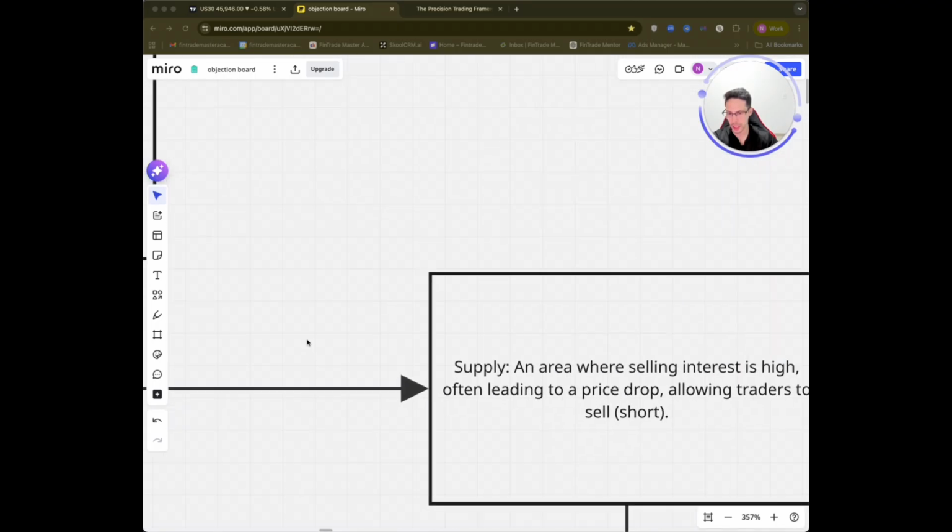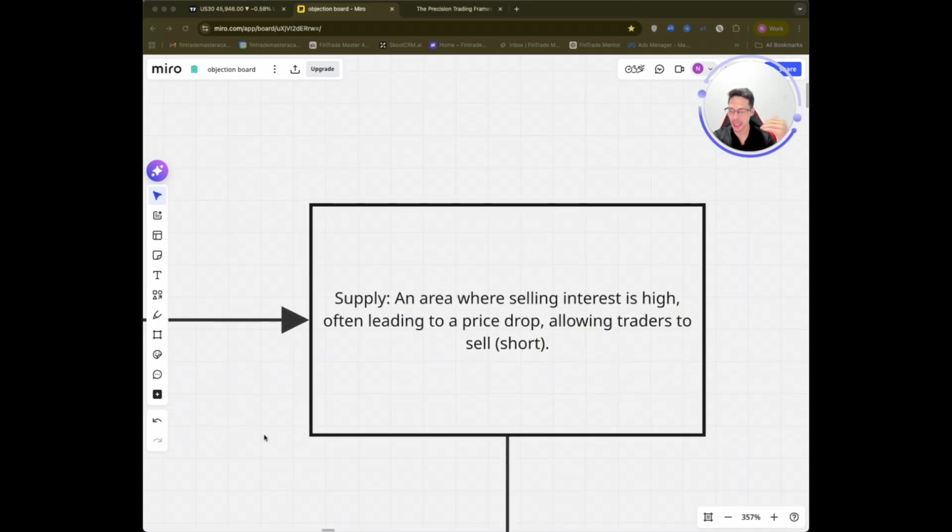So let's talk about supply. Supply is an area where selling interest is high, often leading to a price drop, allowing traders to sell short. So, what does that mean? That essentially means we are looking for sells, right? The way I remember this is supply, S for sells. Very easy. But you're probably wondering, how do I actually identify this? I get that with supply we're looking for shorts, and we're probably going to sell off and have a big retracement all the way down. But how do I figure out what is a supply zone?